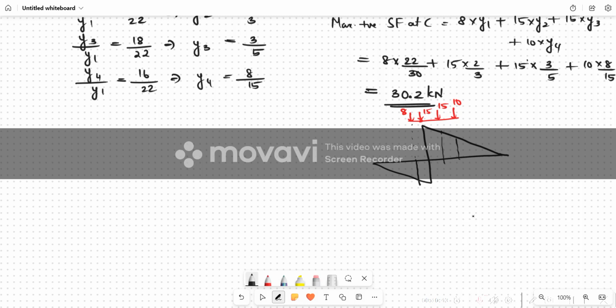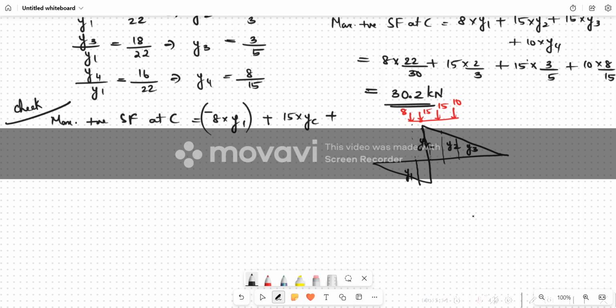We can't know. So this 8 is now in the negative shear force place, and this 15 is there, this 10 is there. So let this be y1, then this is y2, and this is y3. Okay, this value you already know. So here let us again check. Maybe you can write here check for another trial. So maximum positive shear force at C for this case is nothing but 8 into y1. Now since it is in the negative shear force, you have to give minus here. So minus 8 into y1 plus 15 into yc, plus the next 15 into y2 plus 10 into y3.